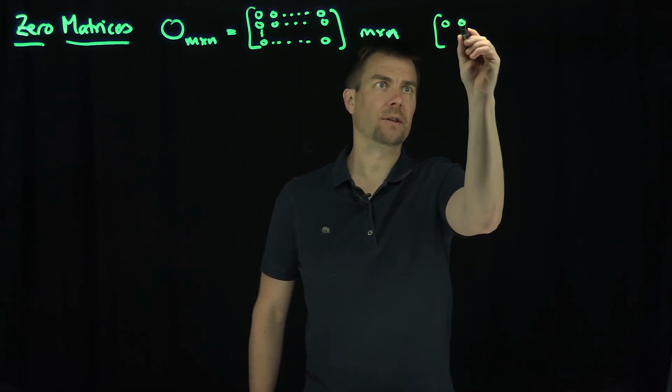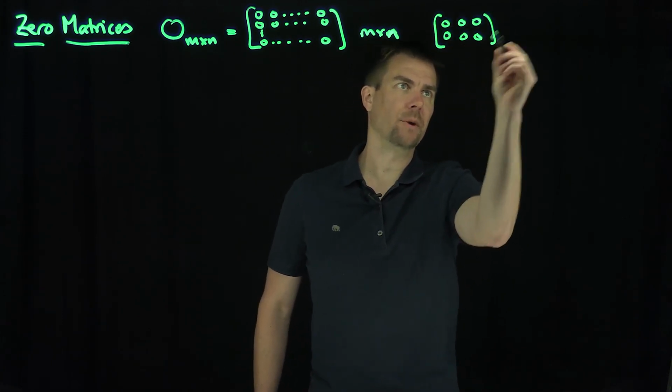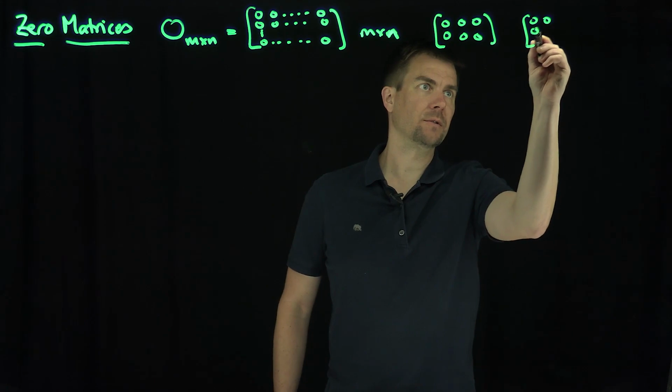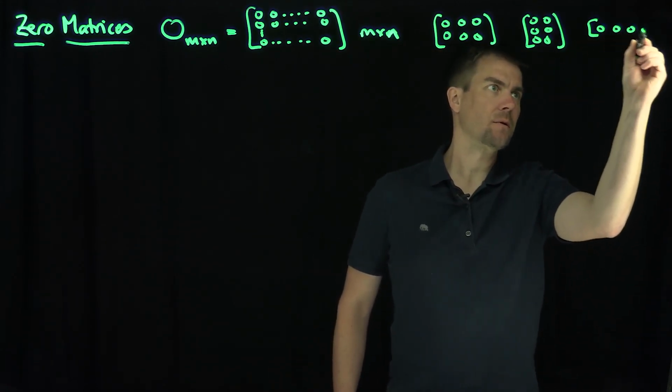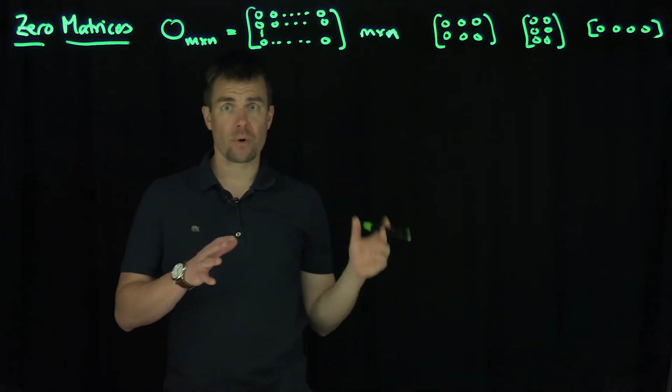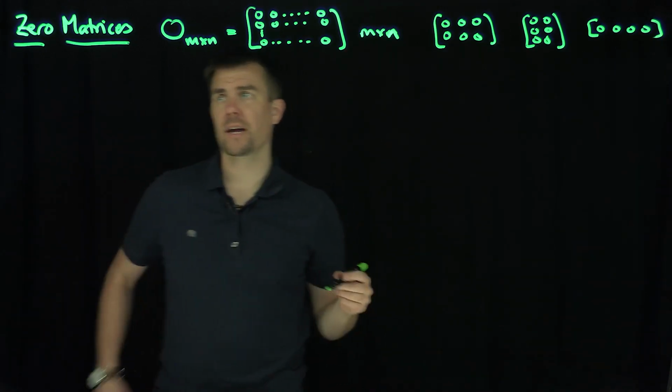For example, I could have a zero matrix like this. That'd be one example of a zero matrix. I can also have a zero matrix like this. That's another example. I can have a zero matrix like this. So, in other words, it doesn't have to be a square matrix. It can be of any dimension. So that's sort of the easiest case.